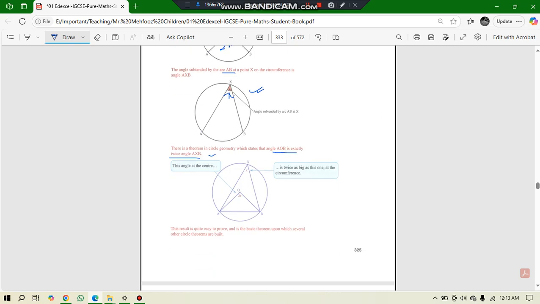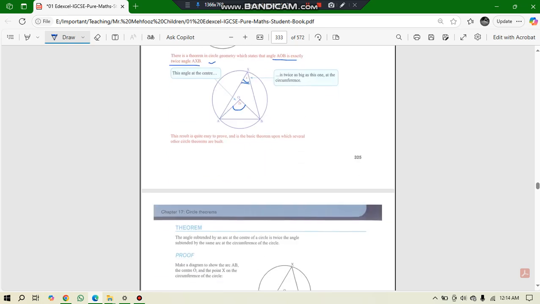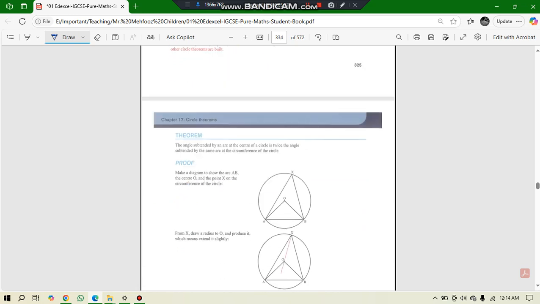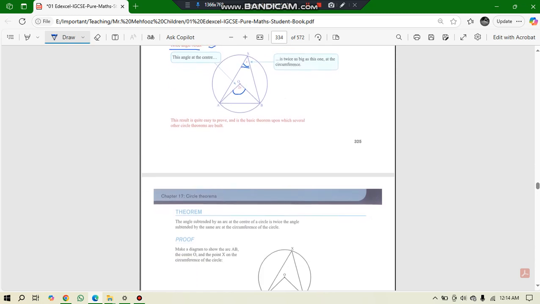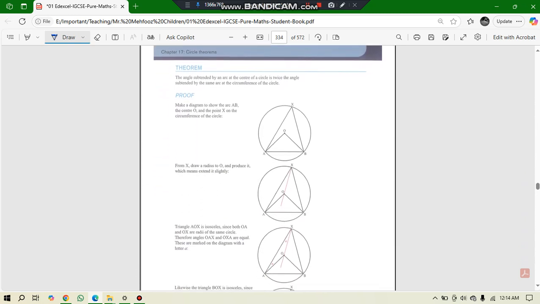Now we can draw it on a single diagram. Let's suppose this is 2x, so this will be x. The angle at the center will be 2x, the angle at the circumference will be x, that is exactly half of the angle at the center. Okay, this result is quite easy to prove and is the basic theorem upon which several other circle theorems are built. So here is the theorem statement: the angle subtended by the arc at the center of the circle is twice the angle subtended by the same arc at the circumference of the circle.